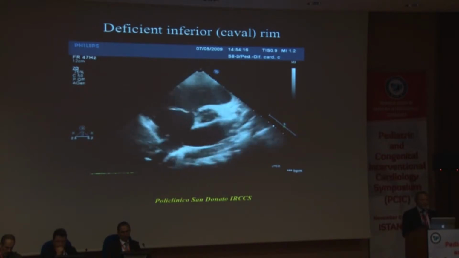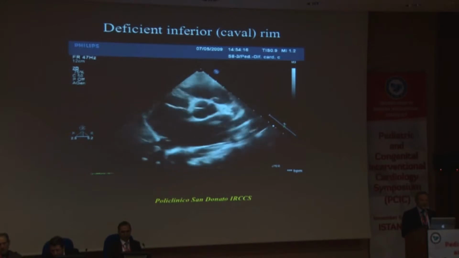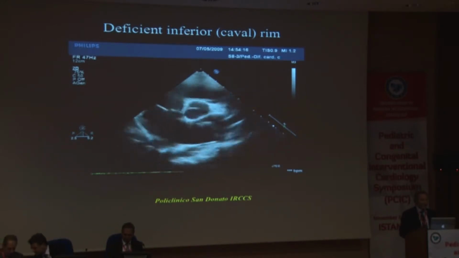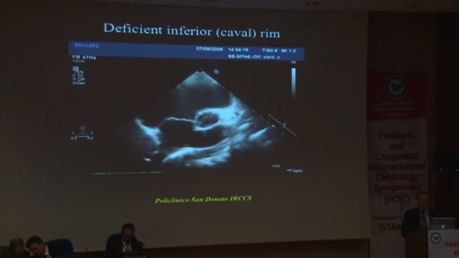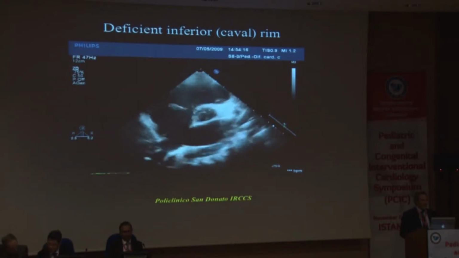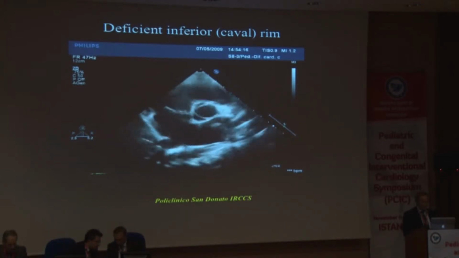Well, this is an example of a simple transthoracic echo in a large ASD with an almost non-existent inferior or caval rim, with just 2 or 3 millimeters, very floppy rims. This is a patient that I will send to surgery directly. There is no way to put a device there large enough to achieve a stable position with such anatomy.